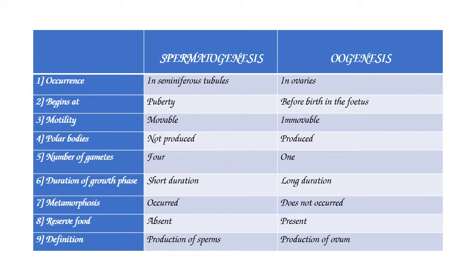Reserve food: the sperms cannot store any food in the cell, but they get nourishment from seminal plasma. Whereas in oogenesis, the ovum contains reserve food that we call yolk. It is present in ova, but the reserve food material yolk is absent in the sperms.